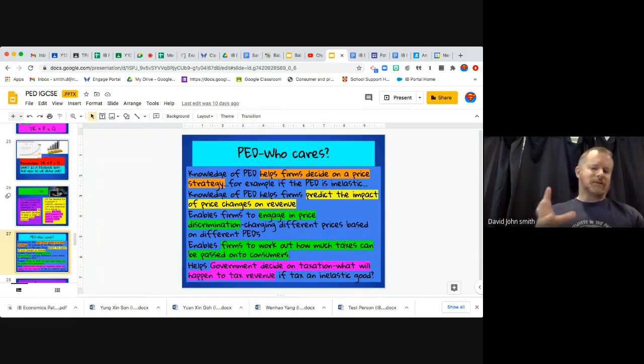It also will help governments understand about taxation. They will know what will happen to their tax revenue, the income they earn from taxes, if they tax an inelastic good. Whew, that's a lot.